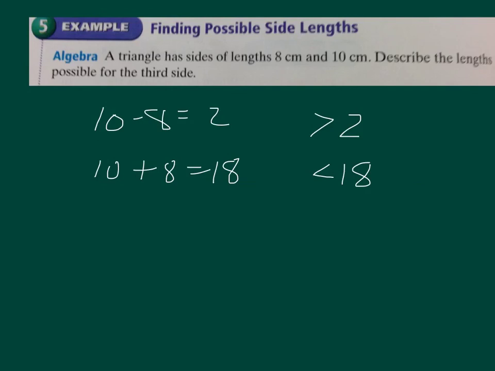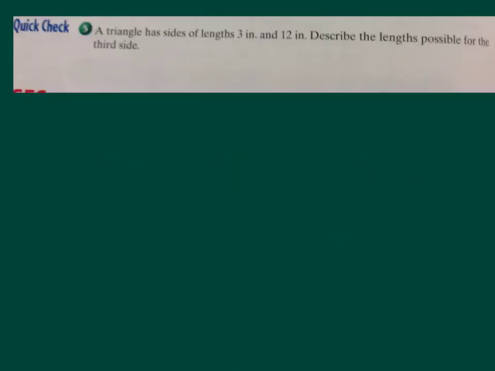Anything less than 18. So the possibilities for the third side would be x has to be greater than 2, and it has to be less than 18. Or you could write it like this. Either one of those are possibilities for the third side. Last is quick check number 5. If you have two sides of length 3 and 12, what are the possibilities for the third side? Please pause the video while you try to figure this out.